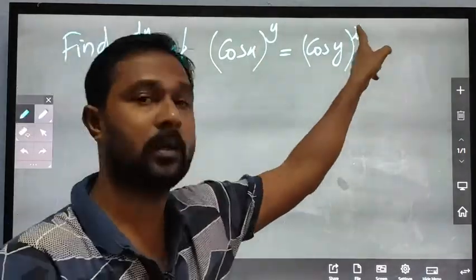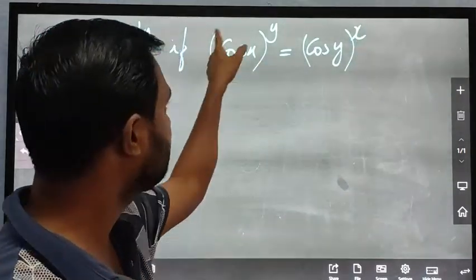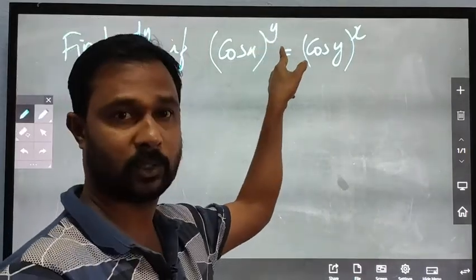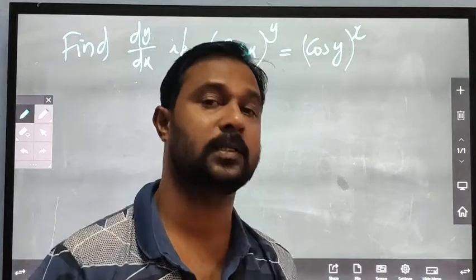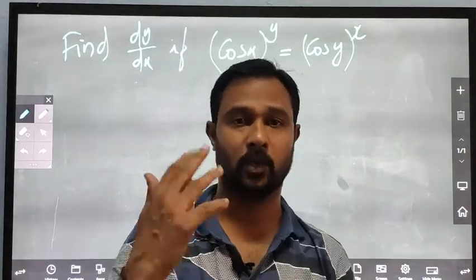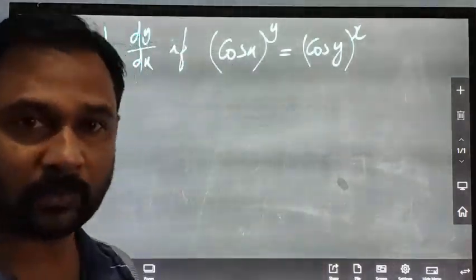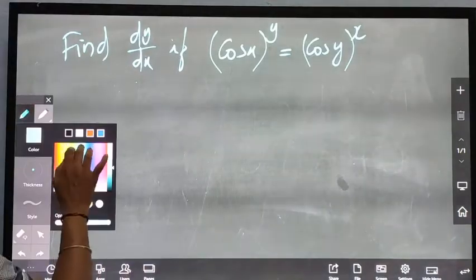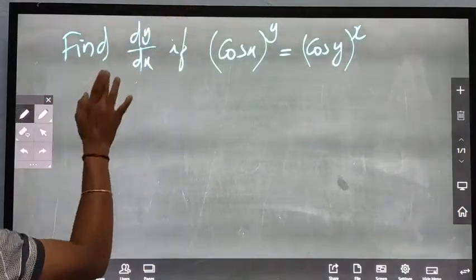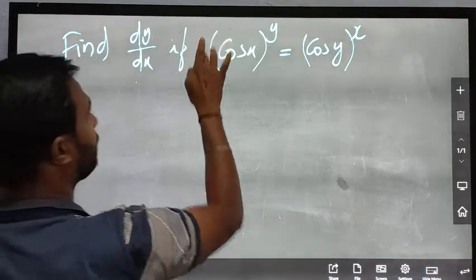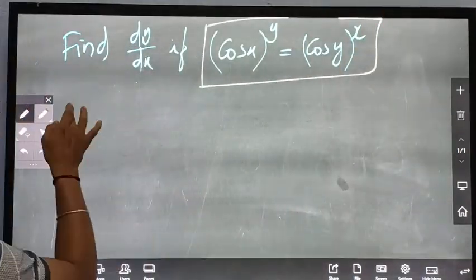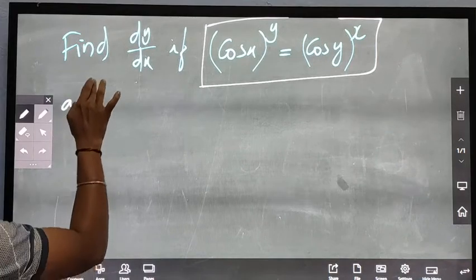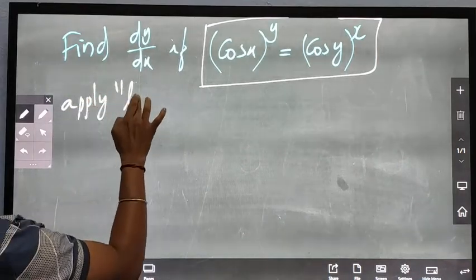You see they are in base-index form. Base is a function, power is also a function. So in this case, we will apply what? Logarithmic differentiation, first of all the power rule of logarithm. So we have (cos x)^y is equal to (cos y)^x. Apply log on both sides.